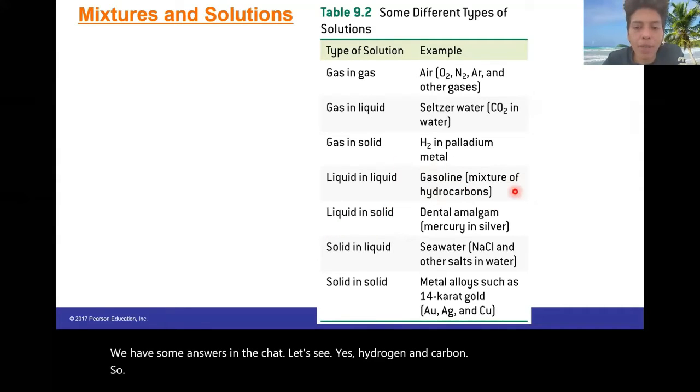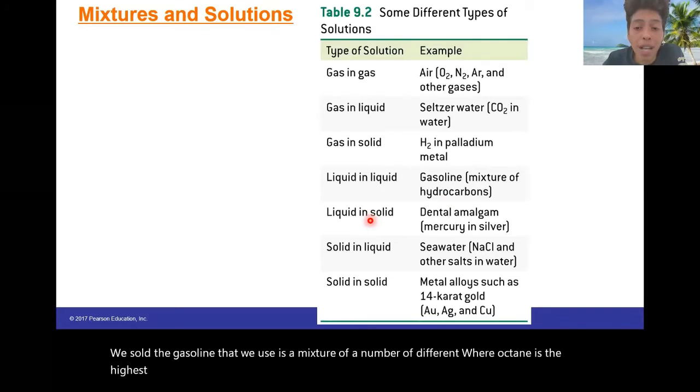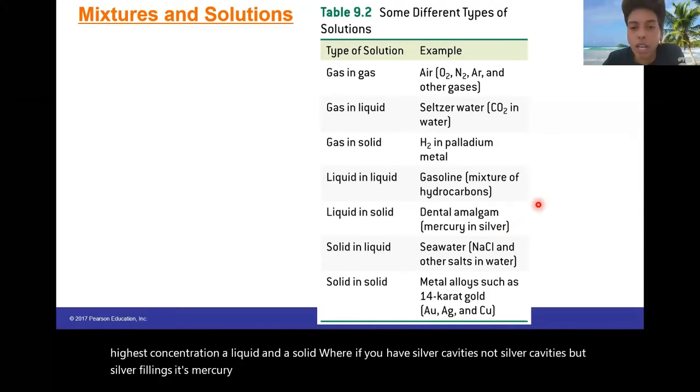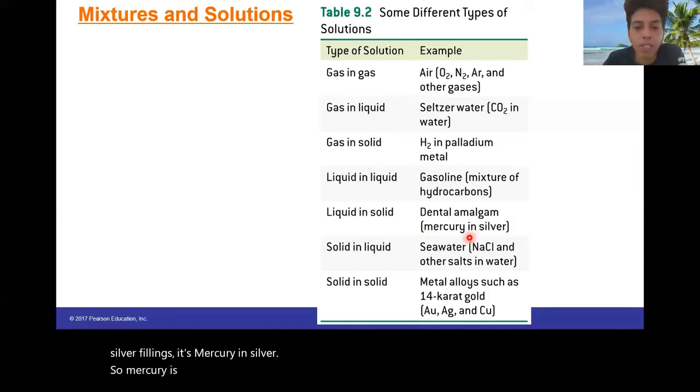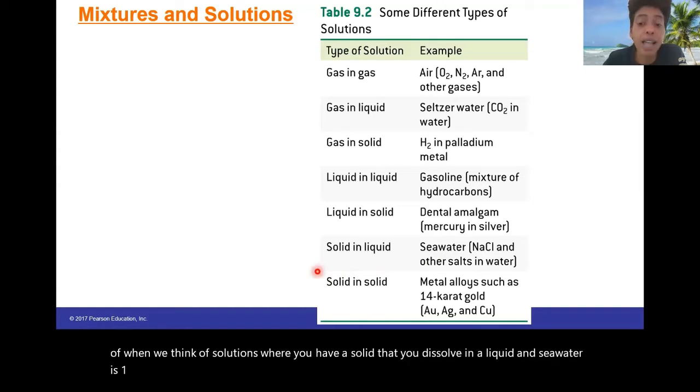The gasoline that we use is a mixture of a number of different hydrocarbons, where octane is the highest concentration. A liquid and a solid: if you have silver fillings, it's mercury and silver. So mercury is the liquid and silver is the solid. A solid and a liquid is what we mainly tend to think of when we think of solutions, where you have a solid that you dissolve in a liquid, and seawater is one of those. And a solid in a solid.